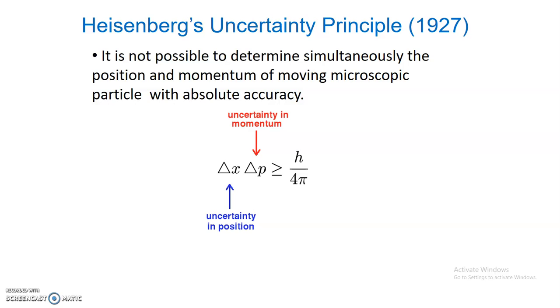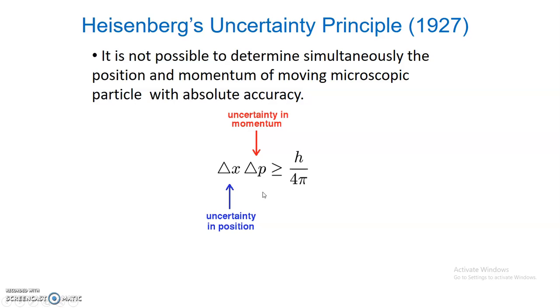Now this equation again implies that when uncertainty in position is small, that is when the value of delta x is small, the meaning of this is the position of the particle is measured accurately. In that case, uncertainty in momentum will be very high. The meaning of this is there will be error in the measurement of the accurate momentum, or there is a large uncertainty in the momentum.